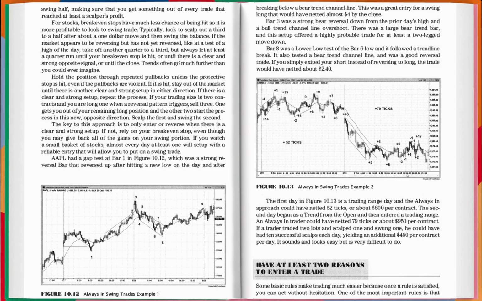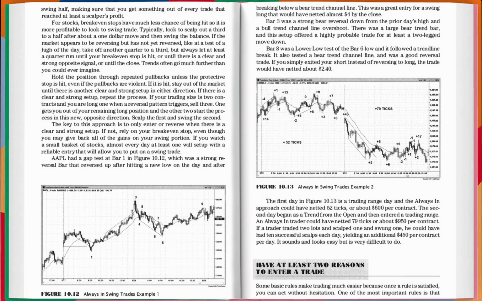R3 was a strong bear reversal down from the prior day's high and a bull trend channel line overshoot. There was a large bear trend bar, and this setup offered a highly probable trade for at least a two-legged move down. Bar 8 was a lower low test of the bar 6 low, and it followed a trendline break. It also tested a bear trend channel line and was a good reversal trade.